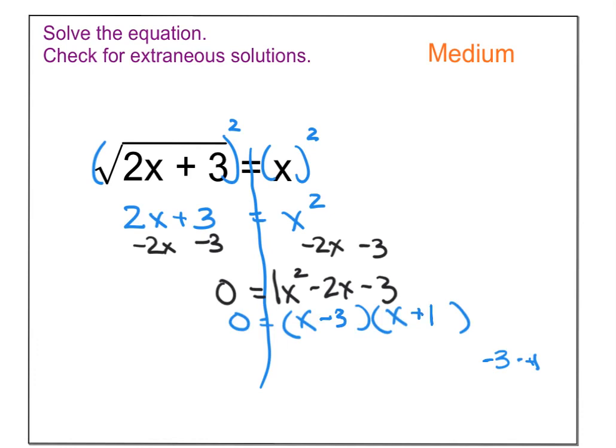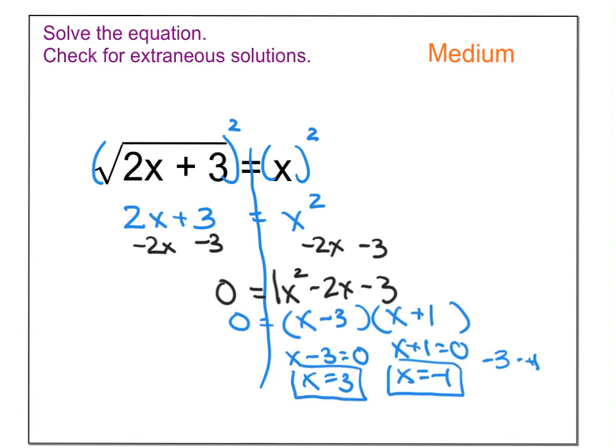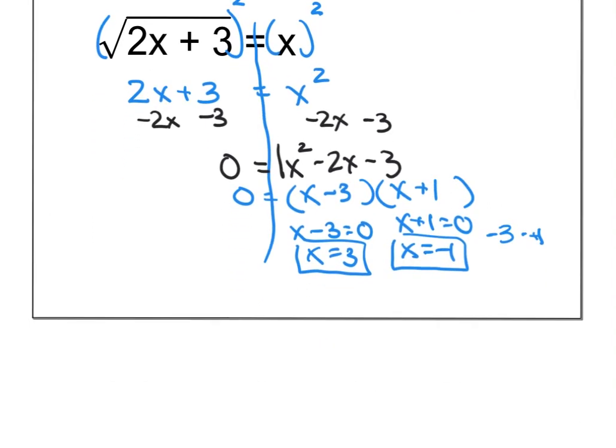I'm going to apply the zero product property and set x minus 3 equal to 0 and x plus 1 equal to 0. When I solve for x, I have two answers: x equals 3 and x equals -1. But I am going to have to check both of them to make sure that I didn't introduce a false answer, which sometimes happens with radicals. So let's take a minute and check our answers. We're going to check when x equals 3, and when x equals -1.